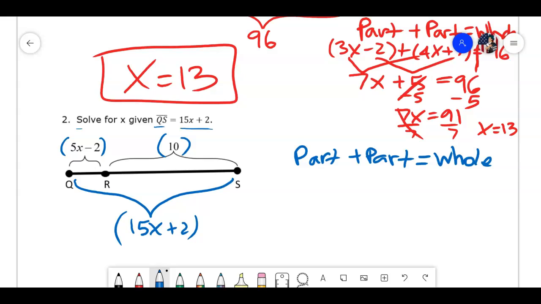What's the first part? 5x minus 2. The second part is just 10. And the whole thing is what? 15x plus 2. Cool.